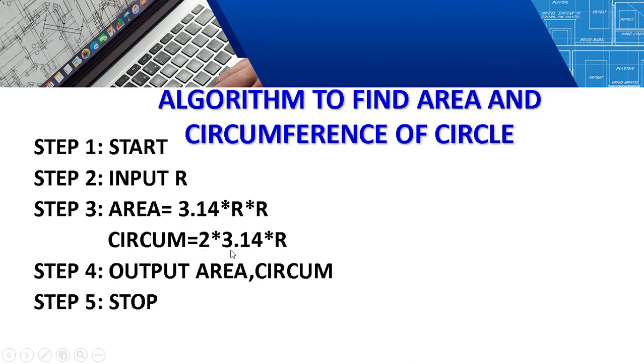Now the next thing is 2 pi r: 2 into the pi value 3.14 into r, where r is the radius. We calculate that value and store it in circumference. Once we get the values of area and circumference, the next step is to output that area and circumference. So we are displaying the output as area and circumference, and the last step is stop.